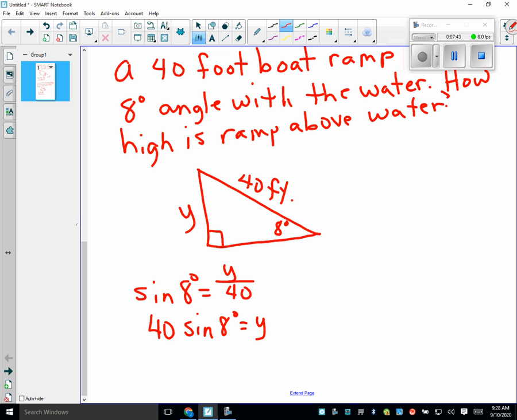is what? So how far up is the ramp? 5.5 feet. 5.6. I want it to the nearest tenth of a foot. Okay, so 5.6.